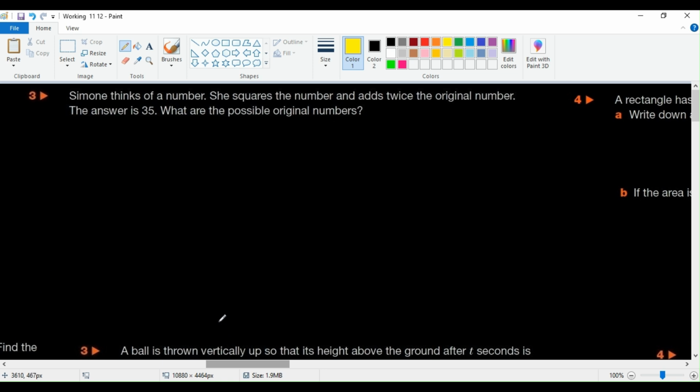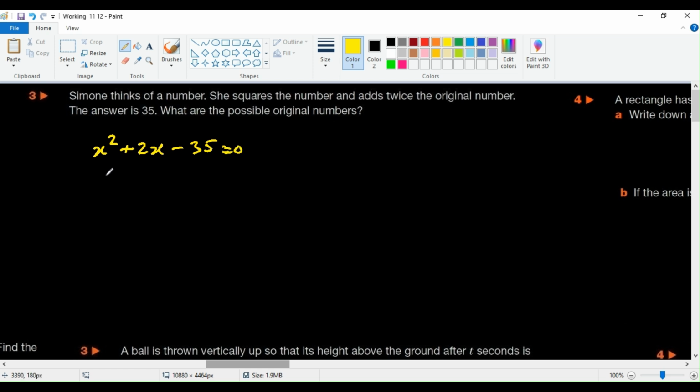In here it says Simone thinks of a number. She squares the number and adds twice the original number. That means squaring a number and adding twice the original number gives us 35. That means it's equal to 35. So converting it to a quadratic equation, it's going to be x squared plus 2x minus 35 equals 0.